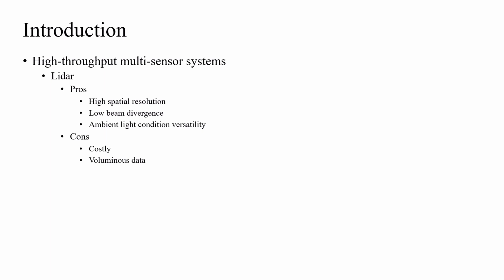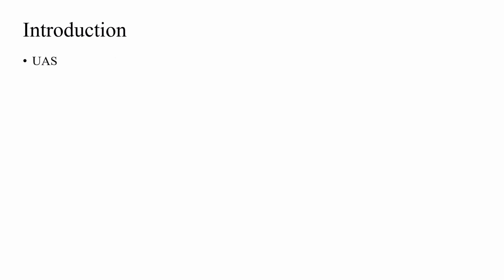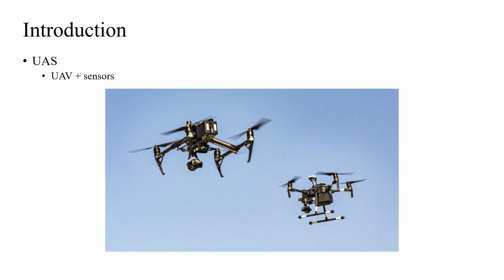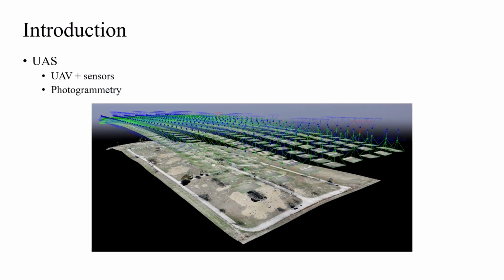In addition to ground-based systems, UAS, or Unmanned Aerial System, at the time emerged as another popular tool for field phenotyping. A UAS is essentially a UAV or drone equipped with mission payloads such as cameras. By capturing overlapping images of a field and feeding the images into a photogrammetry pipeline, 3D point clouds of the field can be reconstructed, and field geometry information, including plant height, can be further extracted.